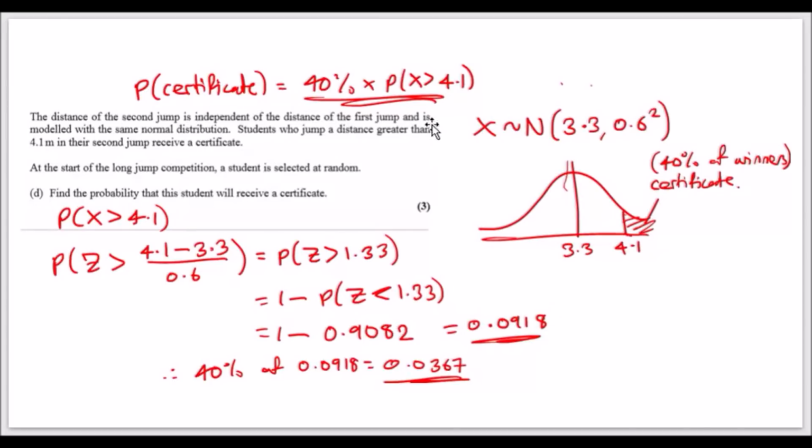So now we found 0.0918. Now we just find 40% of that and done. That is the percentage of people who actually receive a certificate, 3.67%.